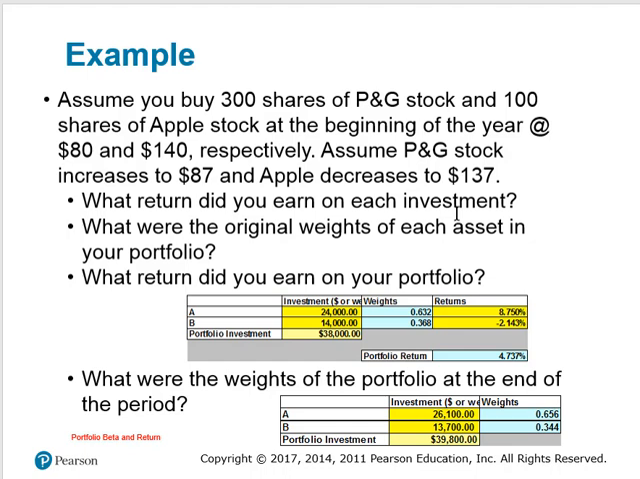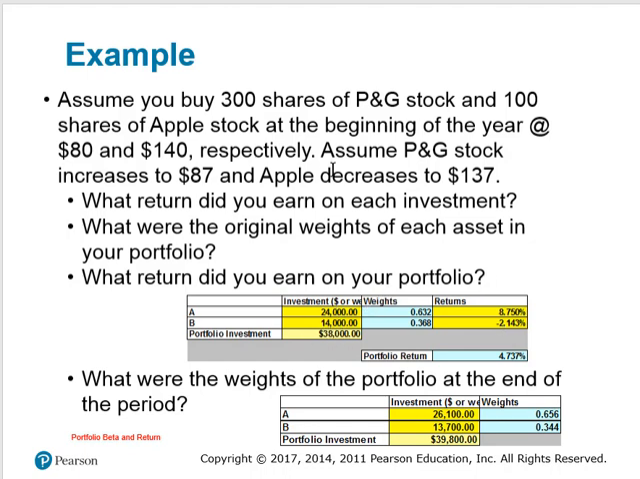Number one, what rate of return did you earn on each investment? Well, we have to do the calculation. The rate of return essentially is what? It's the ending price divided by the beginning price. So for P&G, it would be 87 divided by 80 minus 1 gives us the rate of return. And we would see here that's 8.75%. And likewise, if you take 137 divided by 140 and then subtract 1, we'd end up with negative 2.14%.